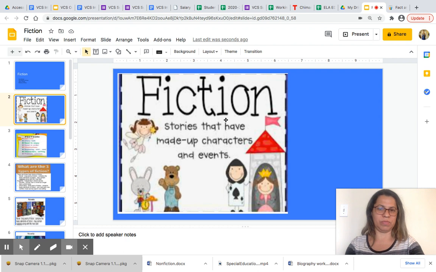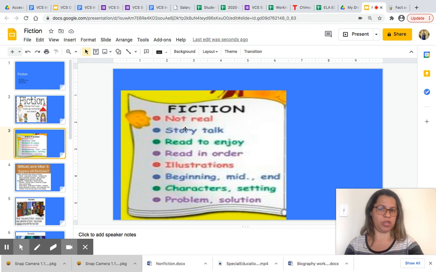What is fiction? Fiction are stories that have made up characters and events. Fiction is not real. It's a story. You read it to enjoy. You read in order. It may have illustrations. It has a beginning, a middle, and an end. It has characters and setting. It has a problem and a solution.